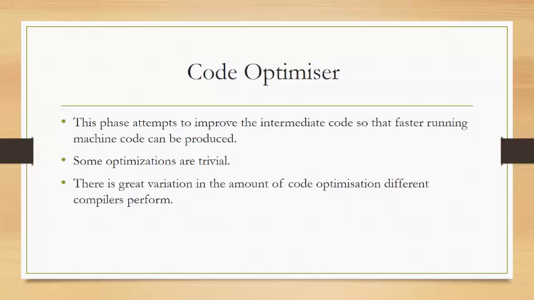Code optimizer. This phase attempts to improve the intermediate code so that faster running machine code can be produced. Some optimizations are trivial. There is greater variation in the amount of code optimization different compilers perform.